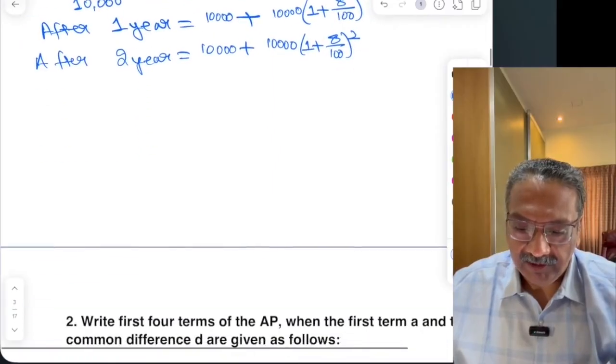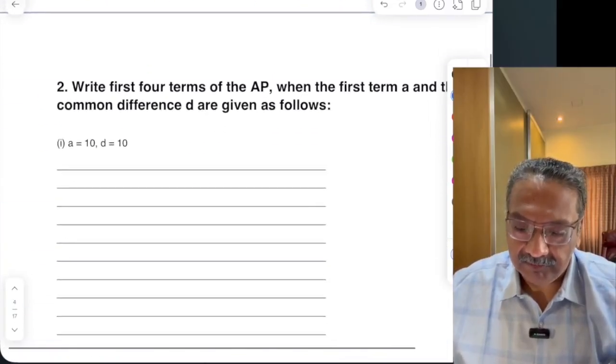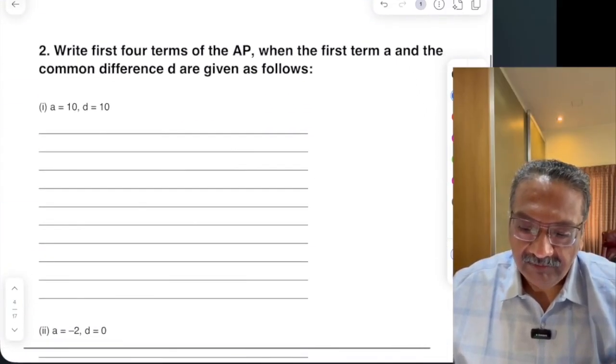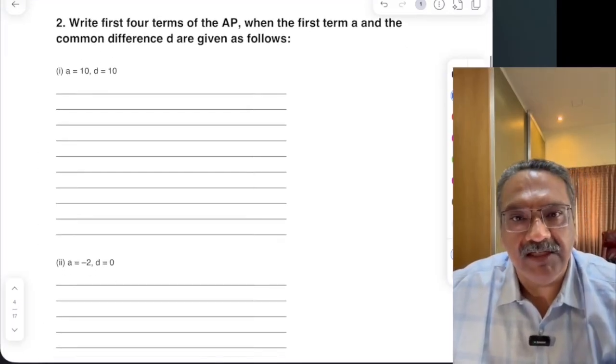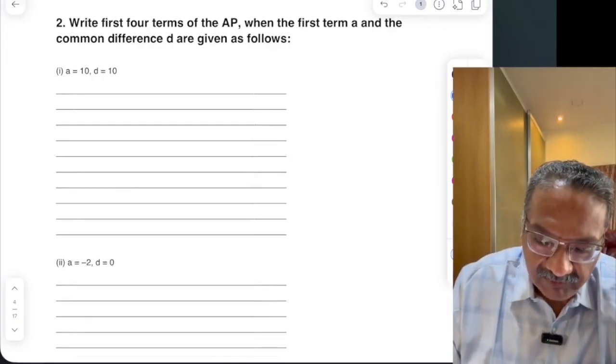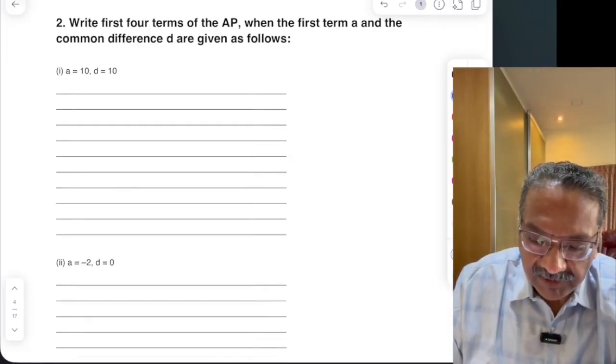So, let us come to the second question. Second question: write the first 4 terms of the AP when the first term A and the common difference D are given. It is very simple. Here the first term is 10. What happens to the second term?